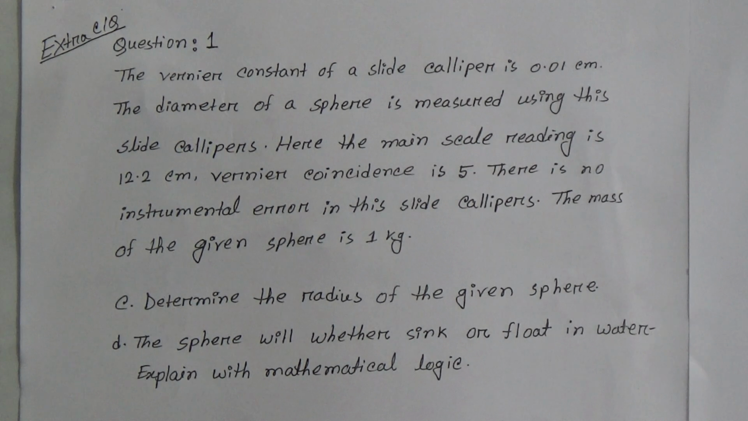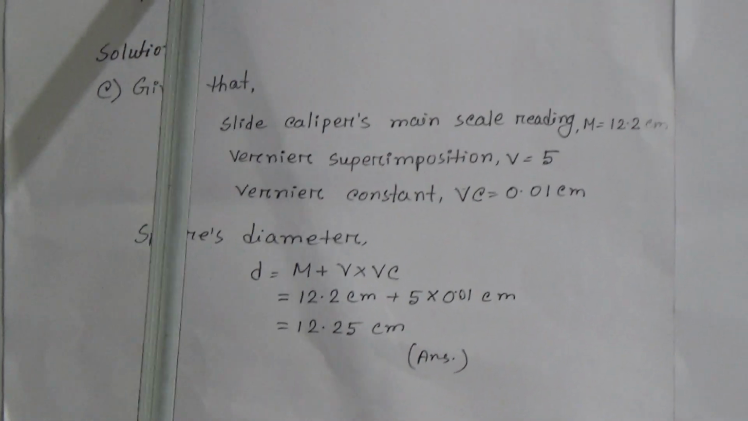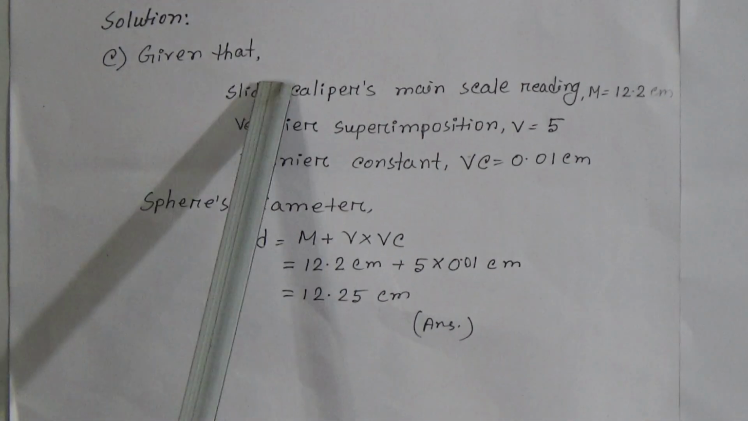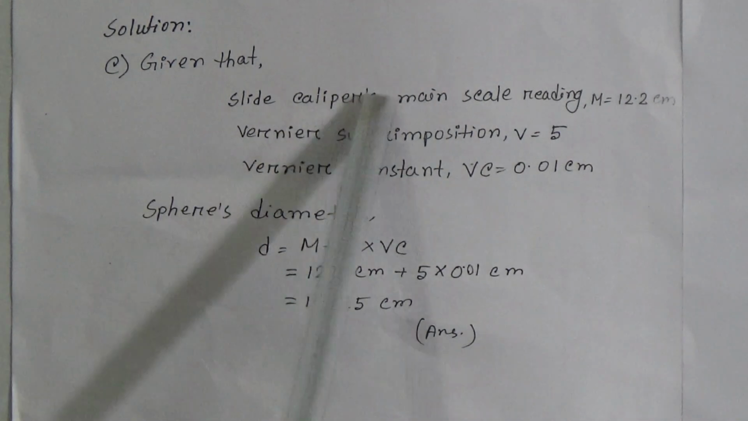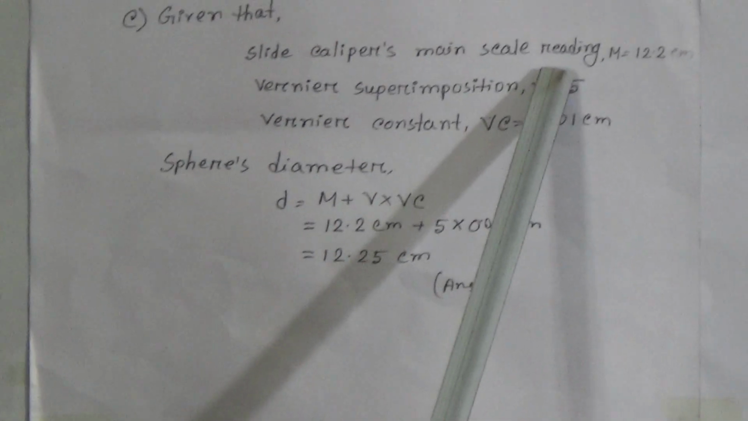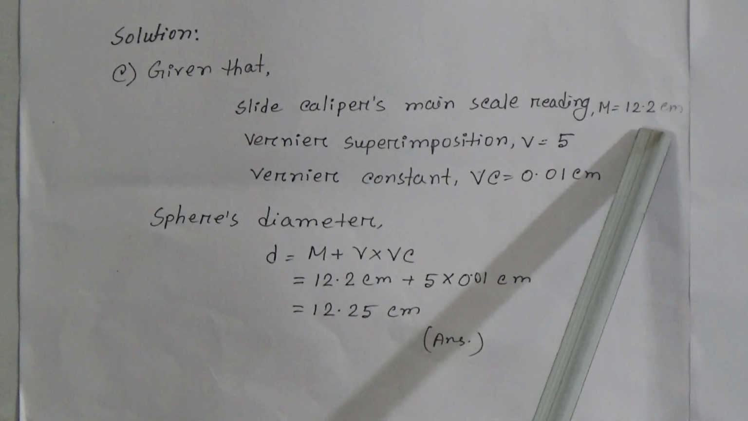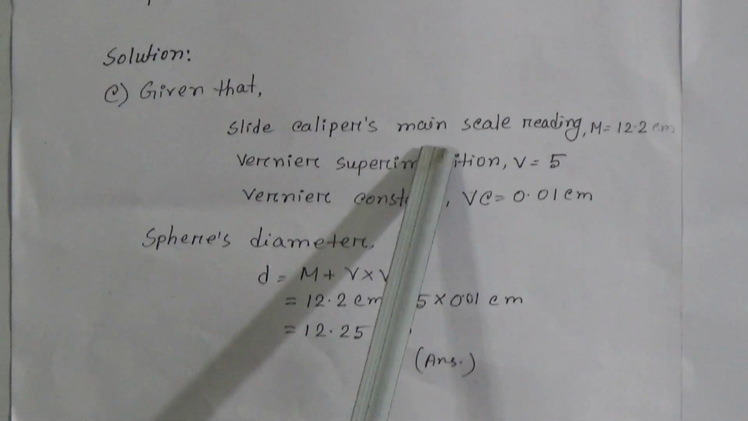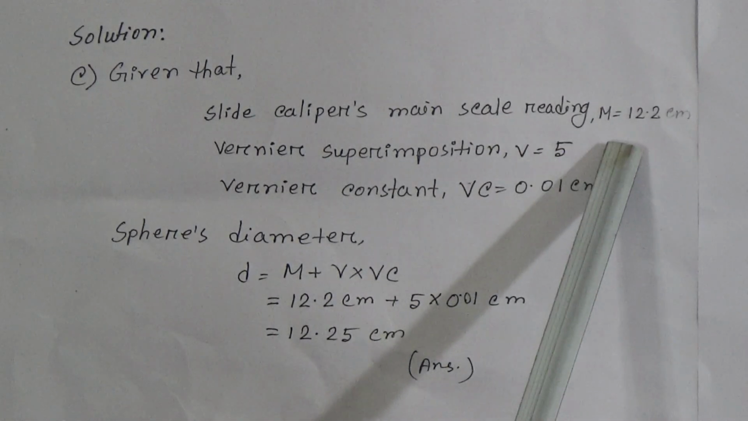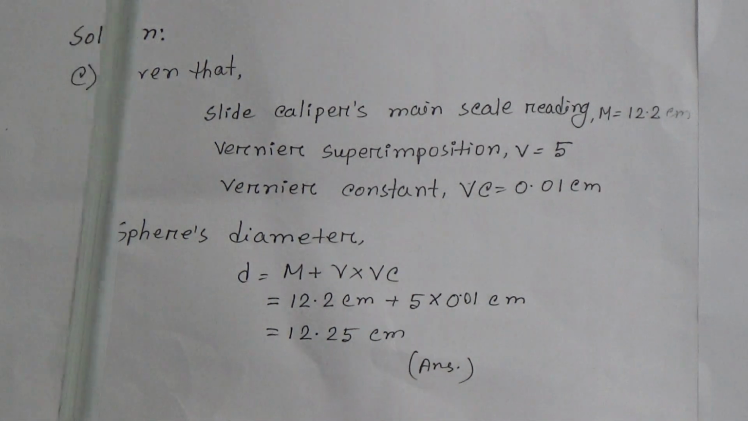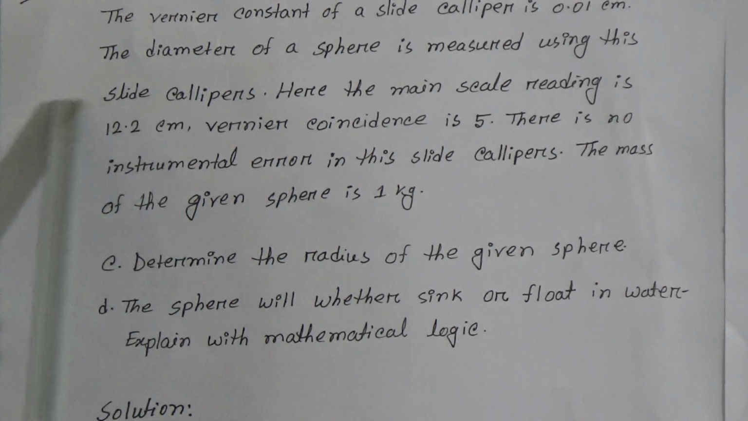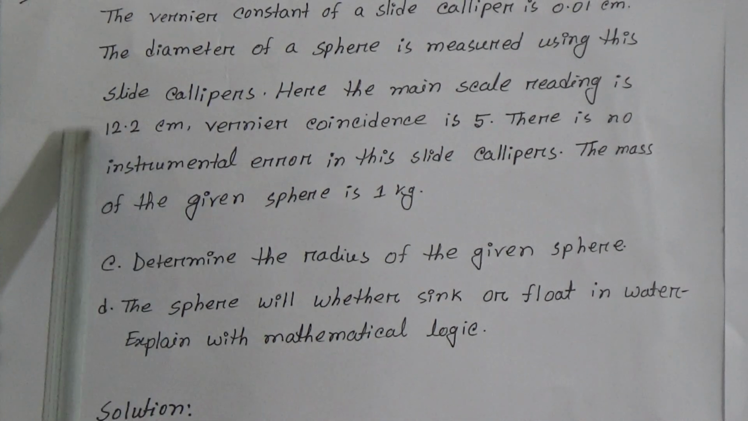Now we can solve the question answer C. Question was determine the radius of the given sphere. Now the solution, here at first given value. Look at the stream, the given value of slide calipers main scale reading is denoted by M equal to 12.2 centimeter. This is the main scale reading.